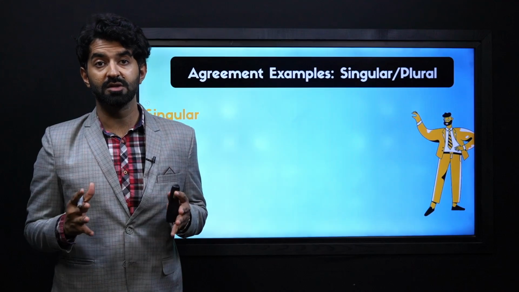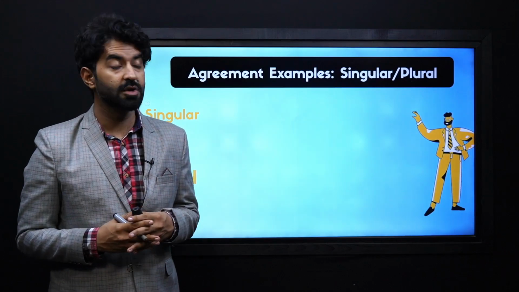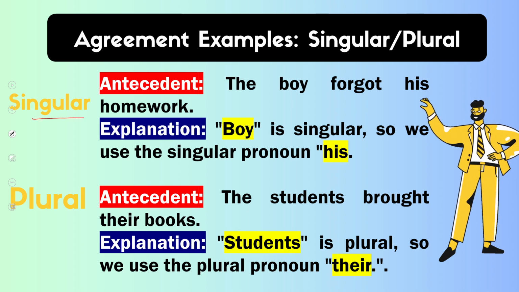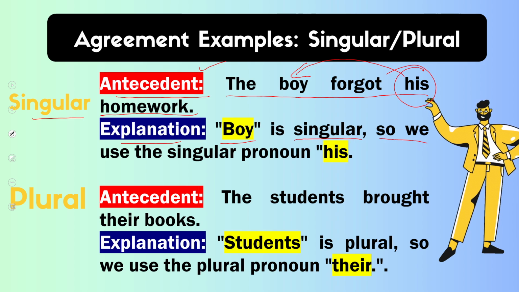Now, after establishing this concept, let's talk about singular and plural pronouns and use them accordingly. So let's talk about singular first. Now the antecedent here: the boy forgot his homework. Now we are using the singular pronoun because we are talking about the singular noun. Boy is singular, so we use the singular pronoun his.